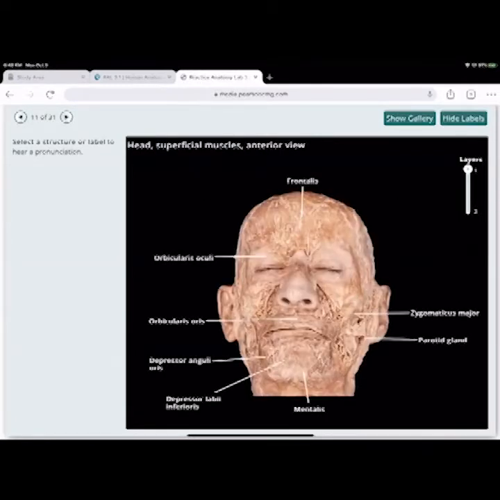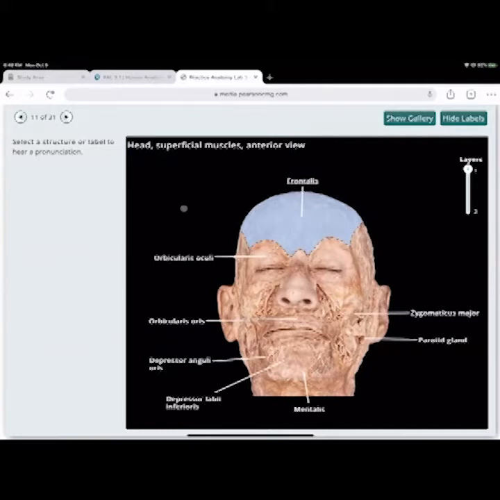All right, things we talked about before here. This is the head view. You've got the frontalis muscle going across the entire frontal bone here. Again, it's connected to the occipitalis muscle by the epicranial aponeurosis, which goes across the top of the skull.